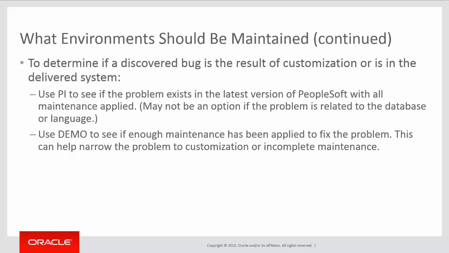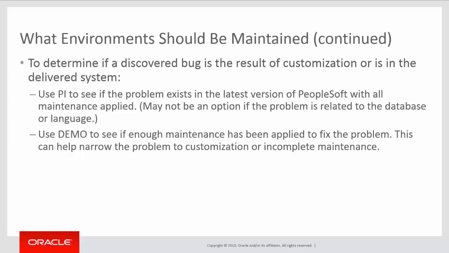If you run across a bug in production, you can do the following. You can try to reproduce the bug in demo. If you can't reproduce it in demo, then chances are the problem is with the customization. If the bug is replicated in demo, but not in the update image, the chances are the bug has been fixed and delivered by PeopleSoft, but you have not applied the solution to your system.